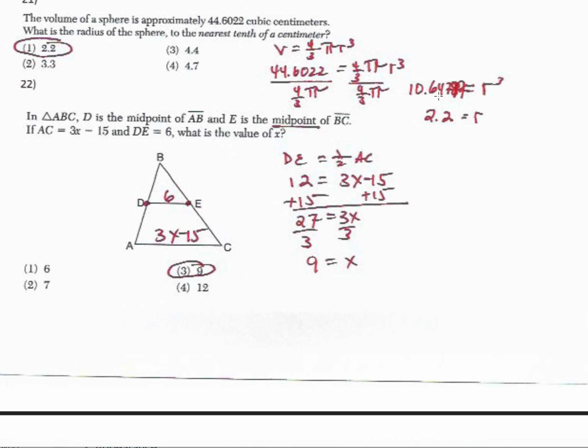And if you didn't like that, you could always just plug in the choices. The answer is choice 1, and you could do 2.2 times 2.2 times 2.2. And you would see that it's really, really close to 10.64. So then you'd say, oh, that must be it.